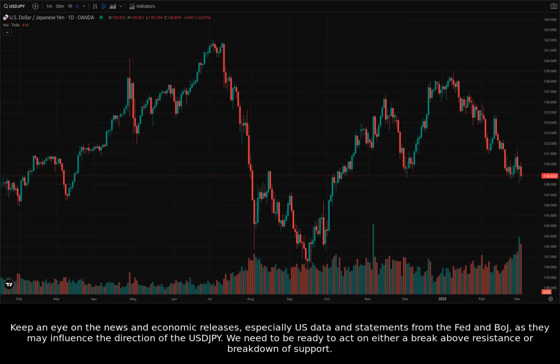Keep an eye on the news and economic releases, especially U.S. data and statements from the Fed and BoJ, as they may influence the direction of the USDJPY. We need to be ready to act on either a break above resistance or a breakdown of support.